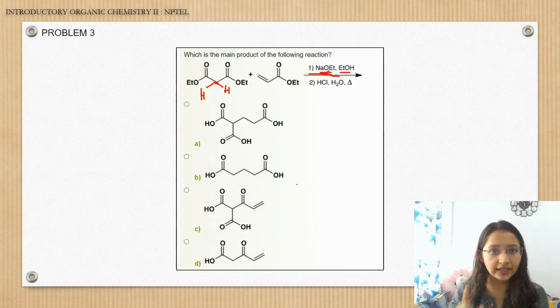So I am repeating. See what happens in step 1. First of all, this base will abstract an acidic hydrogen. The acidic hydrogen is at this carbon, where two electron withdrawing groups are there. This carbon is sandwiched between these two electron withdrawing groups, which withdraw the electron from this carbon and make it very much electron deficient in nature. And the hydrogens connected to this carbon are in turn much more electron deficient. So now this base will abstract a proton from here, and a carbanion is getting generated over here.